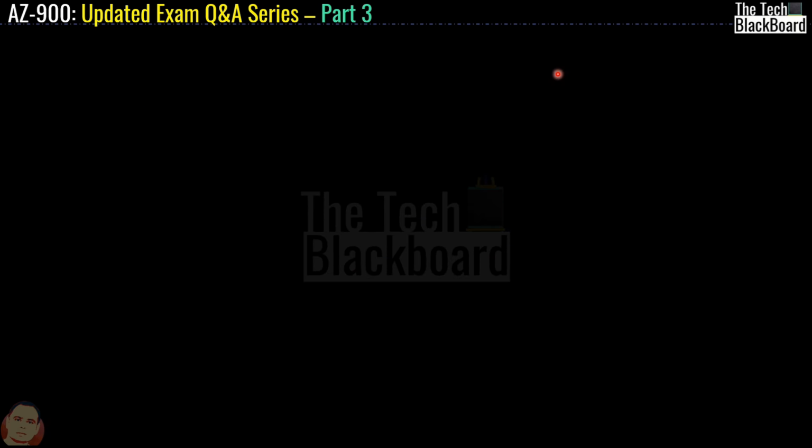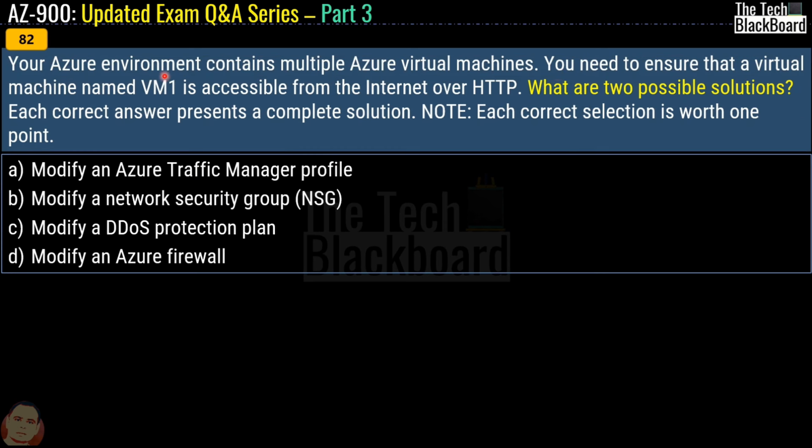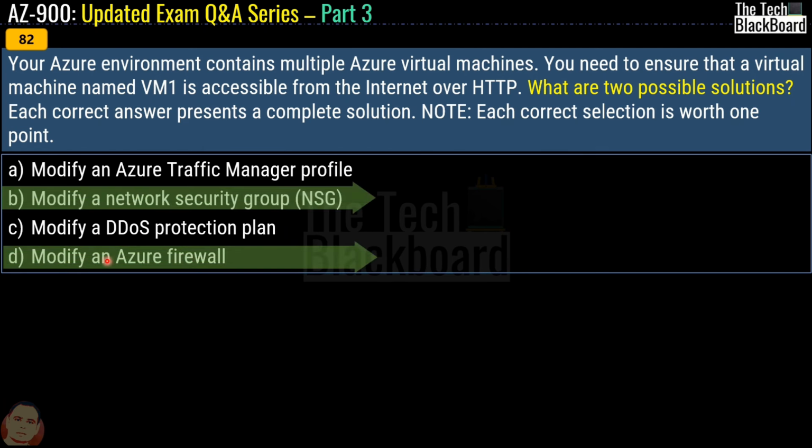Now let's move to question number 82. The question says that your Azure environment contains multiple Azure virtual machines. You need to ensure that a virtual machine named VM1 is accessible from the internet over HTTP. What are the two possible solutions? Each correct answer presents a complete solution and each correct selection is worth 1 point. Your options are modify an Azure Traffic Manager profile, modify a network security group, modify a DDoS protection plan, or modify an Azure firewall. The correct answer for this question is option B and option D.